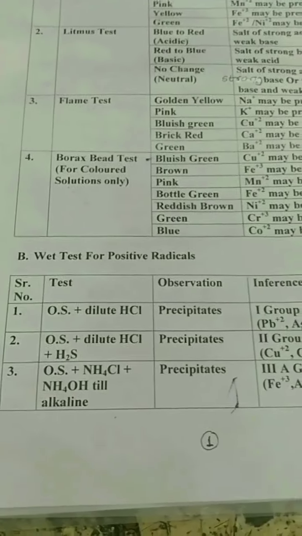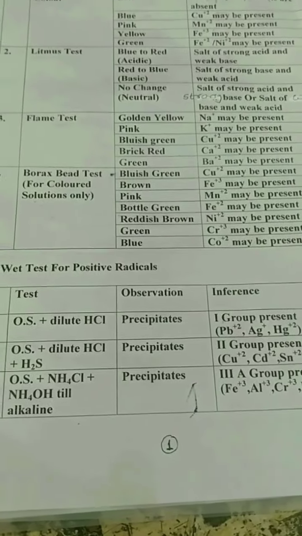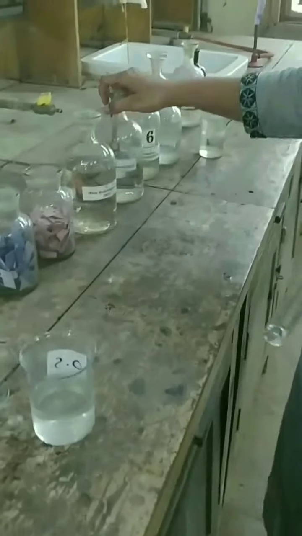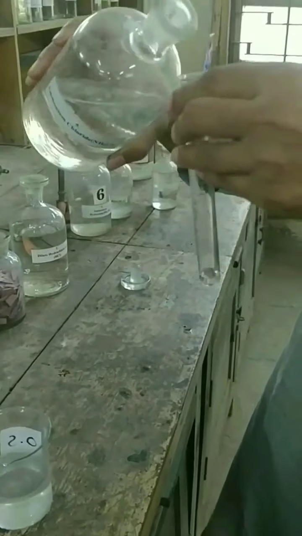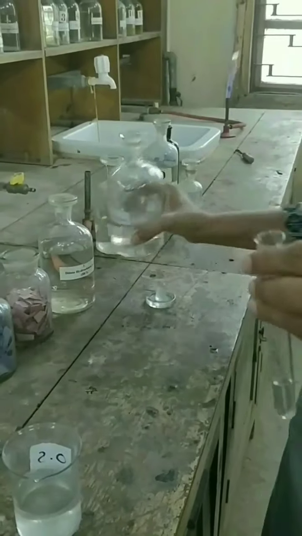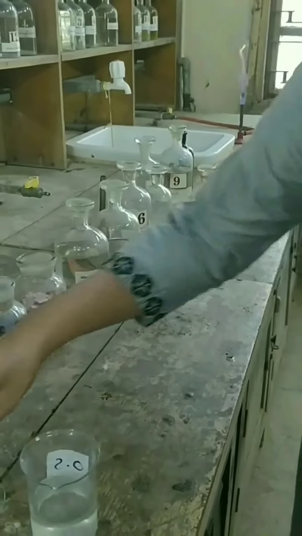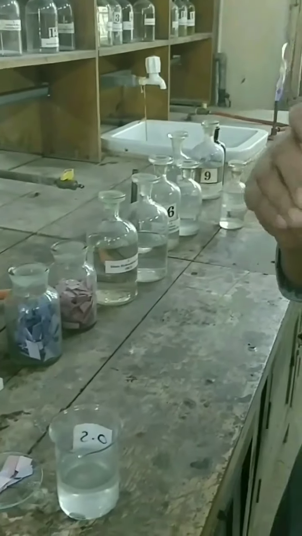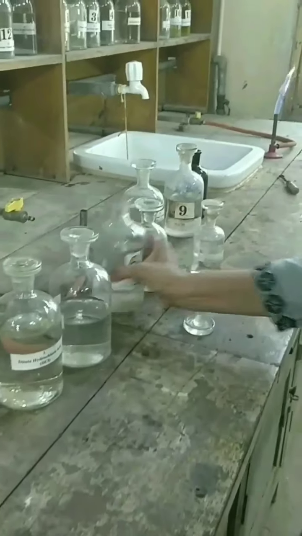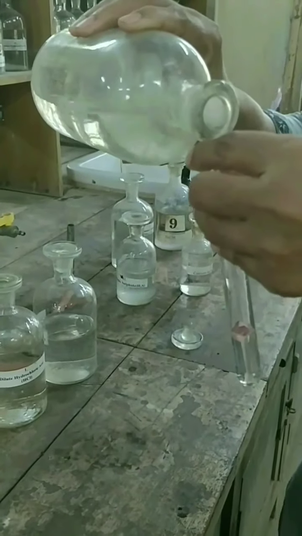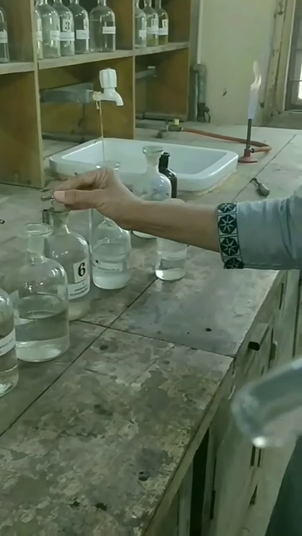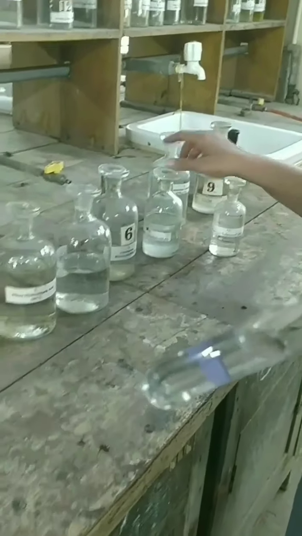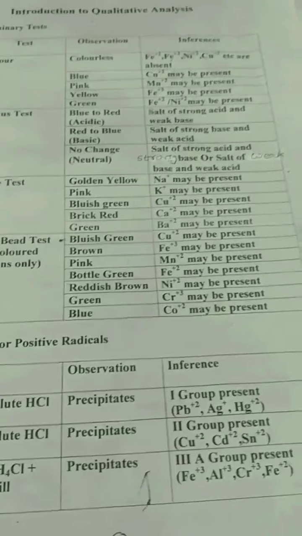Now we will proceed to third test, that is for third A. For this we will take OS in a fresh test tube. To this we will add ammonium chloride, and after this we have to add ammonium hydroxide till the solution becomes alkaline. So for this we will put a red litmus paper in the test tube. After this we will add ammonium hydroxide till the red litmus paper turns blue. So you can see the paper has changed to blue and you cannot see any precipitates. That means third A group is also absent.